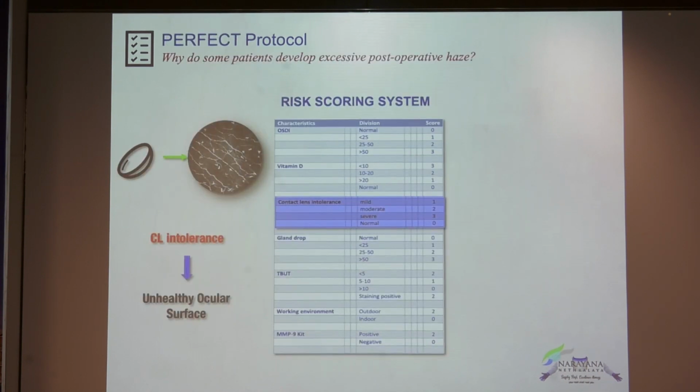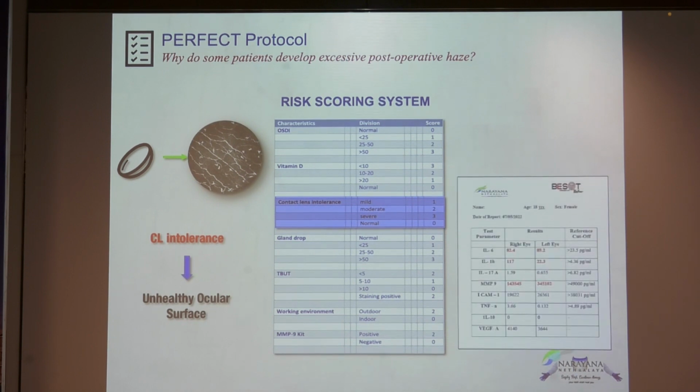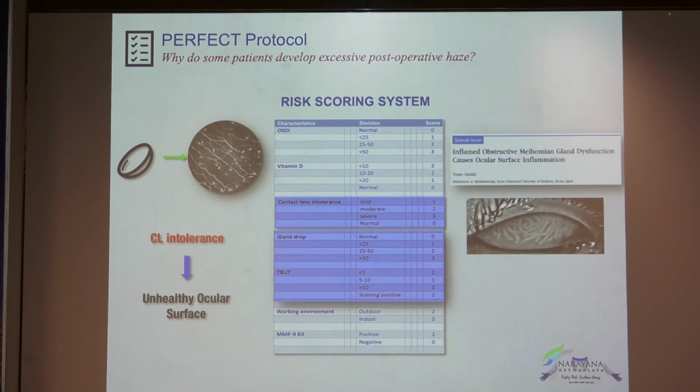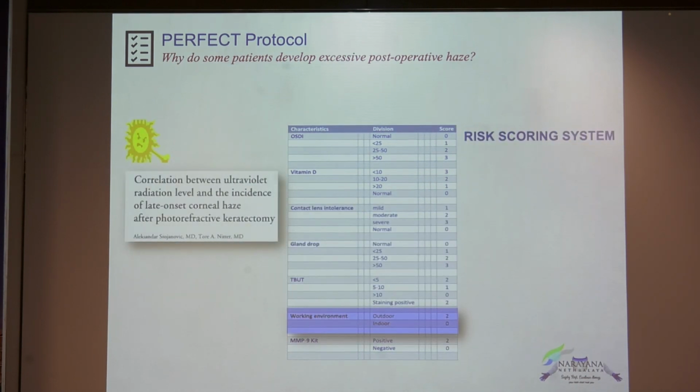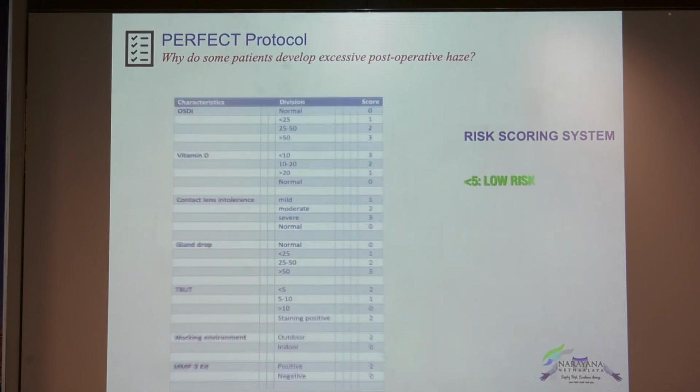If the patient has a history of contact lens intolerance, that means it's an unhealthy ocular surface, that means inflammation, and you would like to treat the patient before taking them up for surgery to reduce haze post-surgery. Meibomian gland dysfunction is also a sign of inflammation, so you need to treat them before taking them up for surgery. And post-surgery, you need to ask them about their working environment, because if they're working outdoors, they are at higher risk of developing late-onset corneal haze, and you have to instruct them to use UV protective sunglasses to prevent haze.